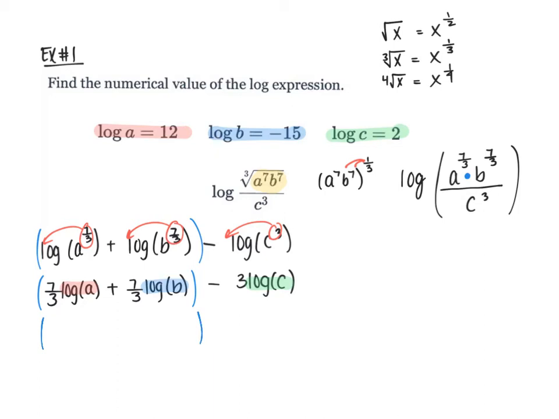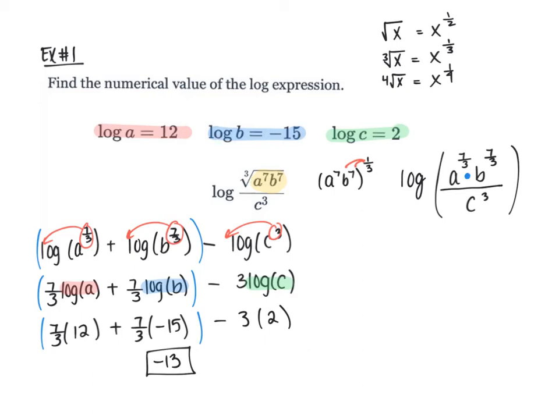So we have 7/3 times log of A, which is 12, plus 7/3 times log of B, which is -15, and log of C is 2. So again, let the calculator do the work. Go ahead and type this into the calculator just the way you see it, and then hit resume when you're ready for the answer. Okay, so your final answer should be -13. All right, go ahead and type that into the Delta Math, and that should give you a correct answer.